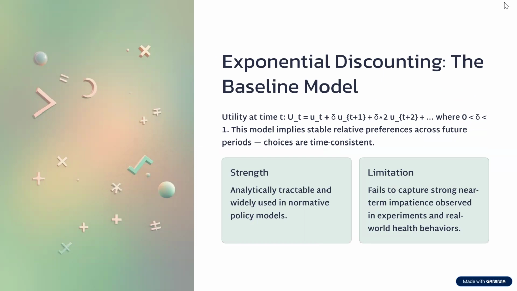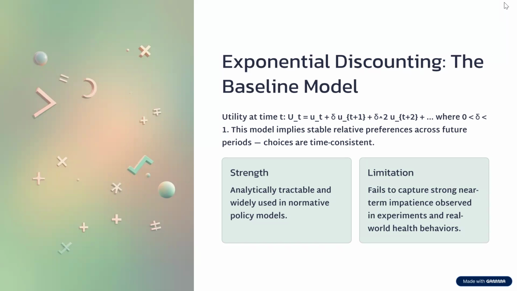It assumes that we have a constant discount rate represented by delta. If I prefer $100 today over $110 tomorrow, I should logically have the same preference for $100 in a year versus $110 in a year plus 1 day. This model implies time consistency. It's mathematically clean, but as we are about to see, it's not how humans actually behave.